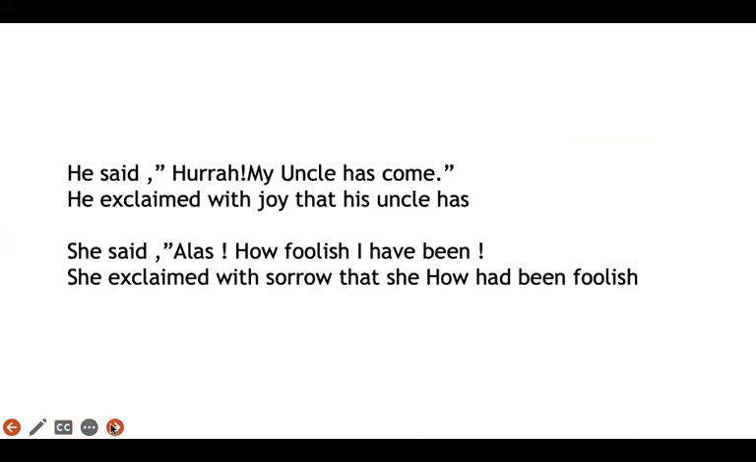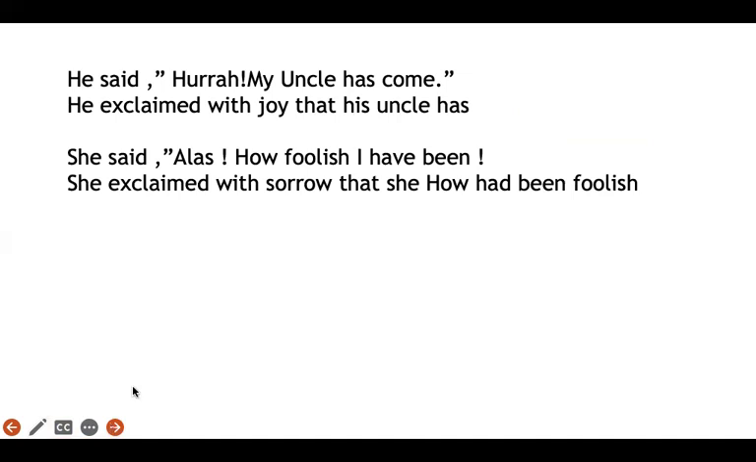May changes to might. Now, hurrah, my uncle has come. He exclaimed with joy. You see the reporting verb changing to exclaim with joy that his uncle has come. She said, alas, how foolish I have been. She exclaimed with sorrow. The reporting verb changes to exclaimed with sorrow. And again, we need that. She exclaimed with sorrow that she had been foolish.